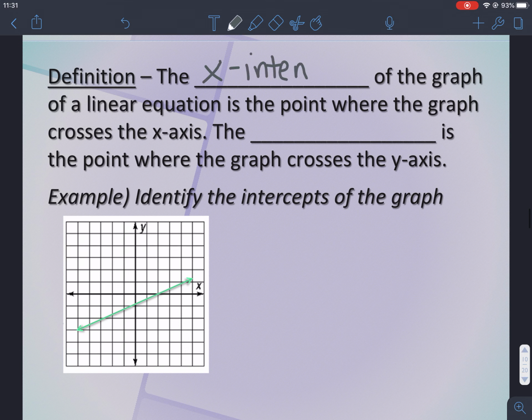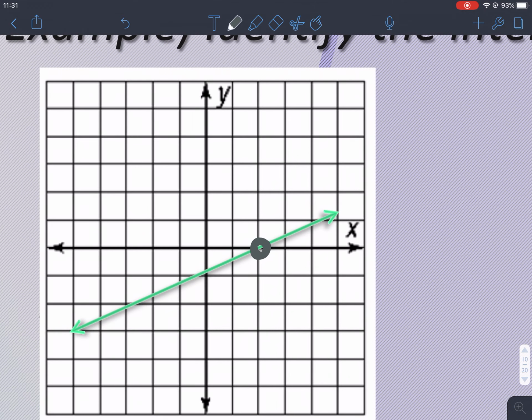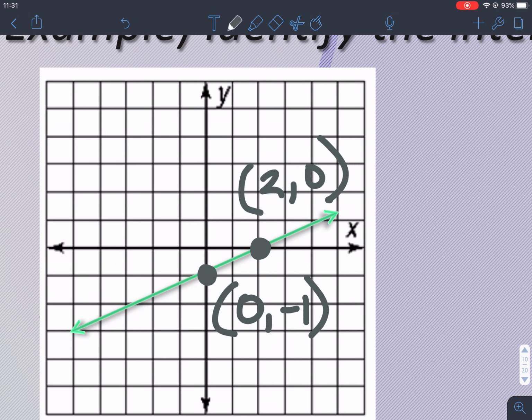of linear equations. The x-intercept of the graph of a linear equation is the point where the graph crosses the x-axis. The y-intercept is the point where the graph crosses the y-axis. So if we take a look at this line down here, the x-intercept is given by this point right here. Let's call it (2, 0). And the y-intercept, where it crosses the y-axis, is the point (0, -1).